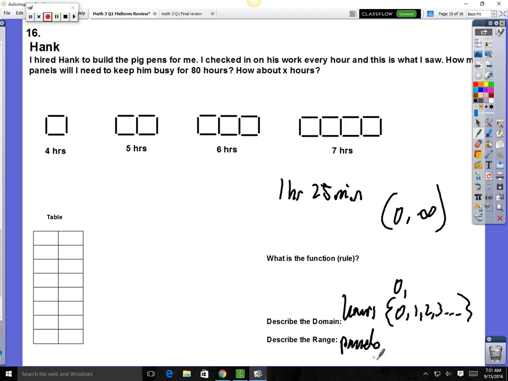What's up, Brinkley? Panels. Here, come in here. Panels.